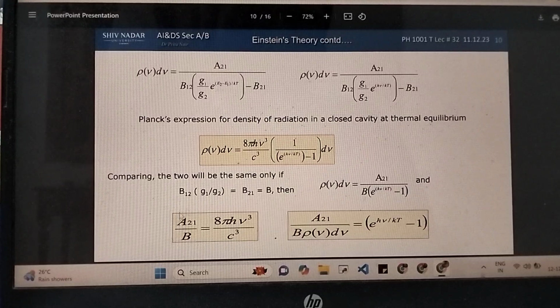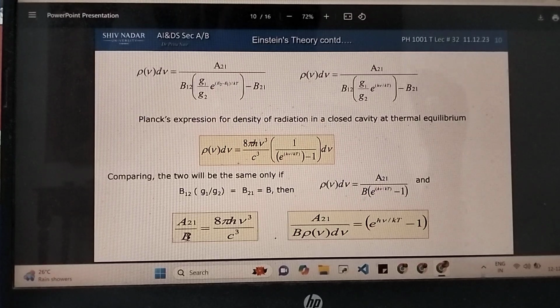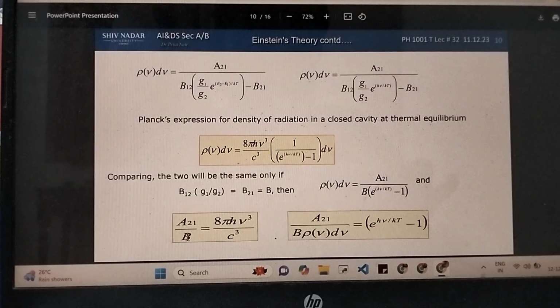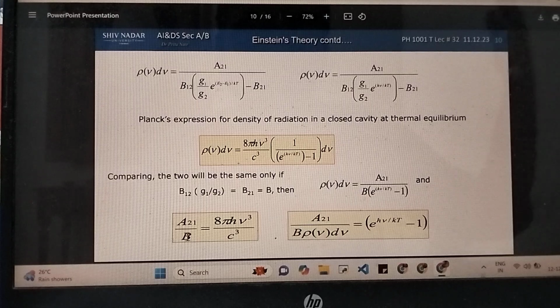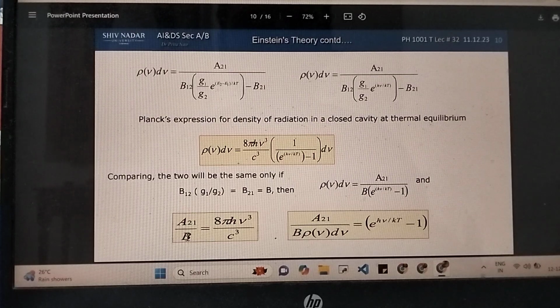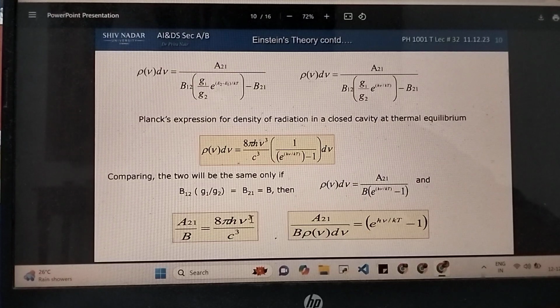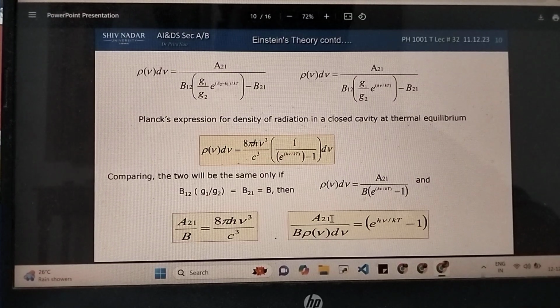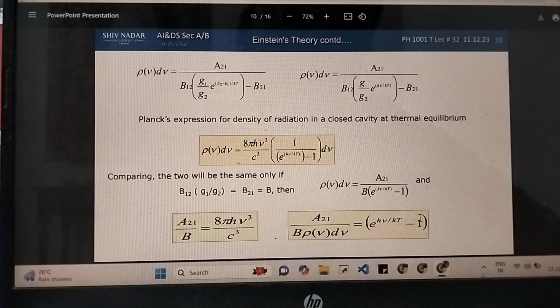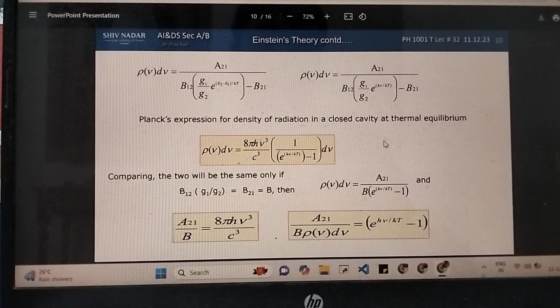This is an important formula to remember: A21 divided by B, where A21 is the rate of spontaneous emission, and B is equal to B12 G1 by G2 or B21. So the ratio of A21 to B will be 8 pi h nu cubed upon C cubed, and A21 by B rho nu d nu will be e power h nu by Kt minus 1. These are a couple of important formulae to remember.